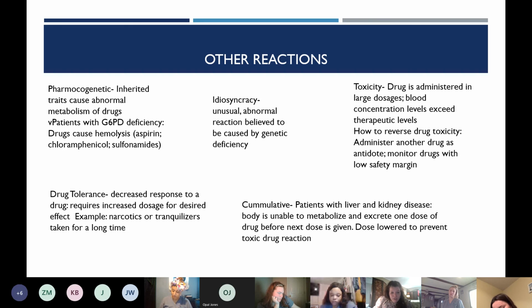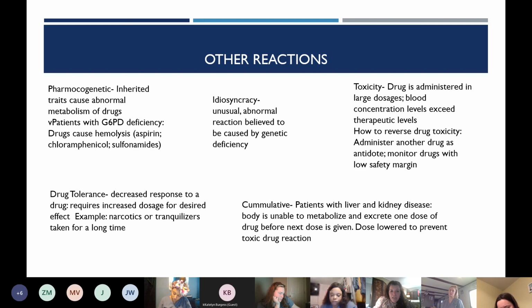Y'all get cumulative, though. You get that even though it may be time for the medication, cumulative is going to have a lot to do with your patient's liver and kidney function. They're not through that full pharmacokinetic process before the drug is given again.